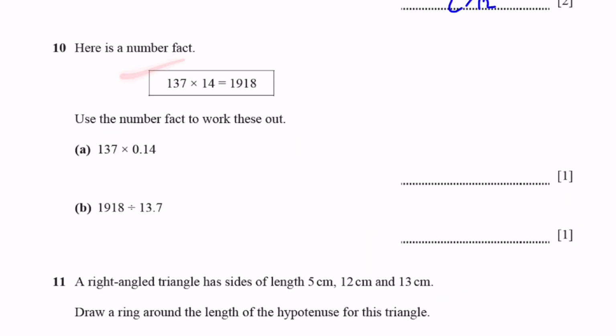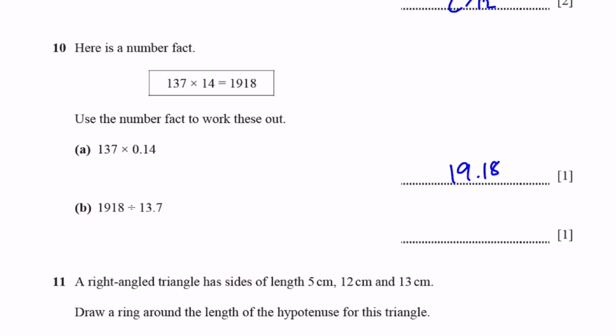Question 10. Here's a number fact. 137 into 14 is 1918. Use the number fact to work these out. A. 137 into 0.14. That'll be equal to, because this is divided by 100, we find the answer is also divided by 100, so 19.18.